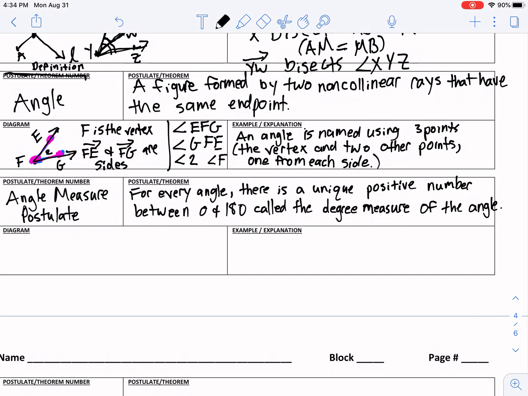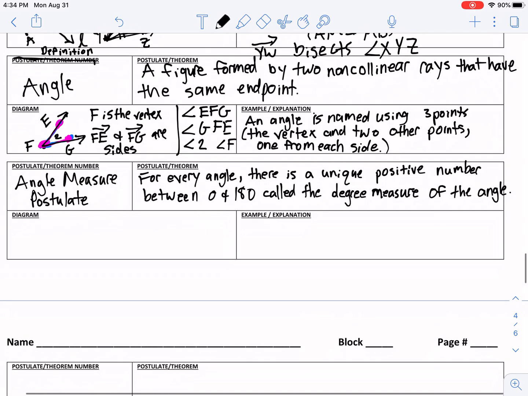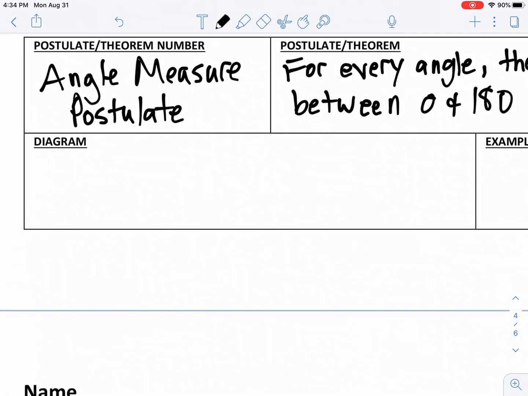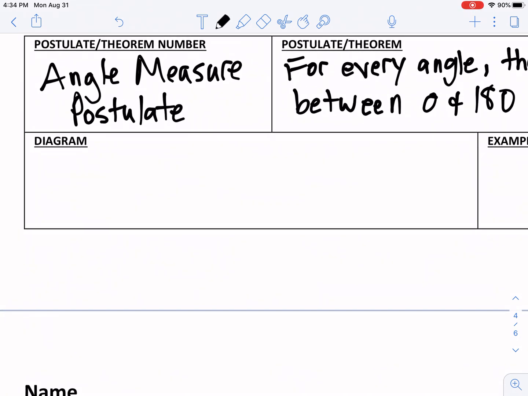Just like on a ruler, you might measure things in inches, we measure angles in degrees, and we're talking about the measure between 0 and 180, okay? Now, in a circle, there's things like 360 degrees, but for our purposes, we're focusing on this, okay? Now, what that might look like is maybe we have some angle like A, B, and C, and we would say that the measure of this angle might be like 30 degrees, okay? That would be the measure of that angle.